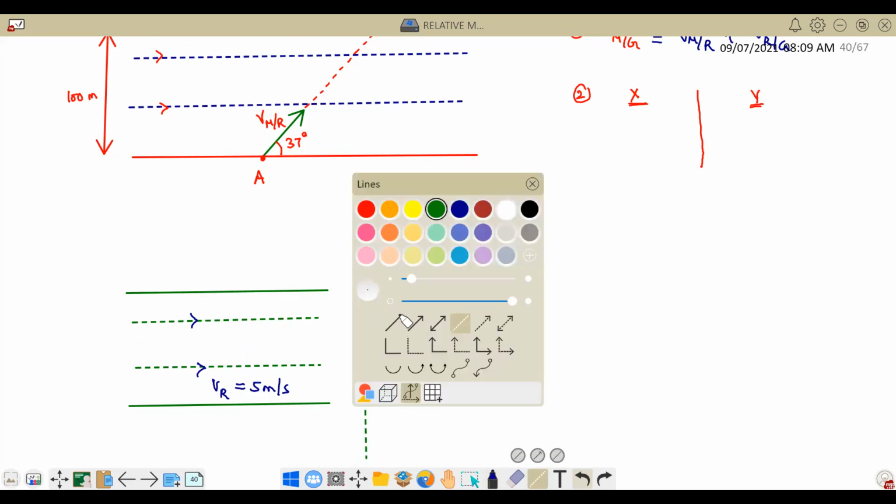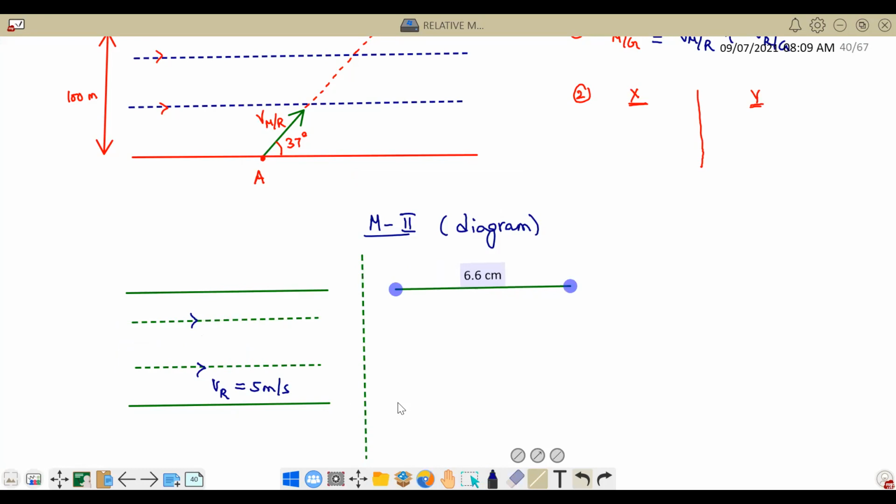Now, just for understanding, I'm drawing like this. Otherwise, in one diagram only we can represent that. Now, as this river is flowing, suppose let us say, this is the man.